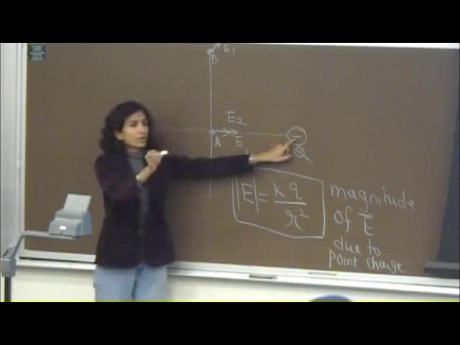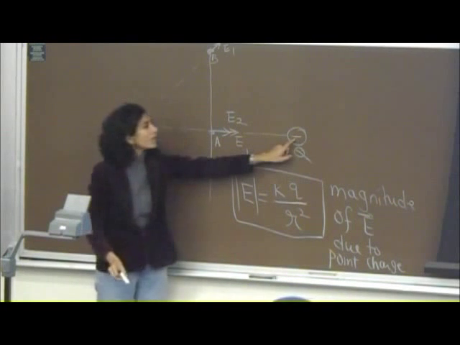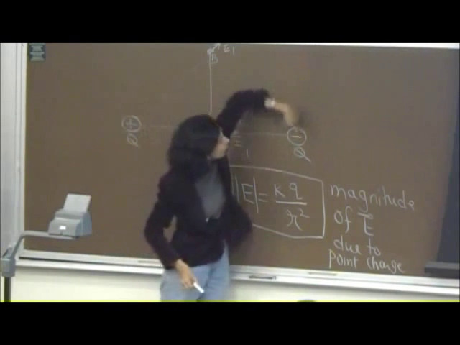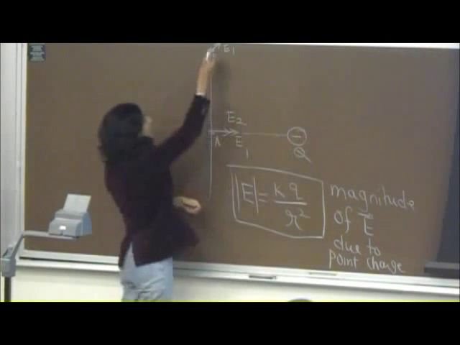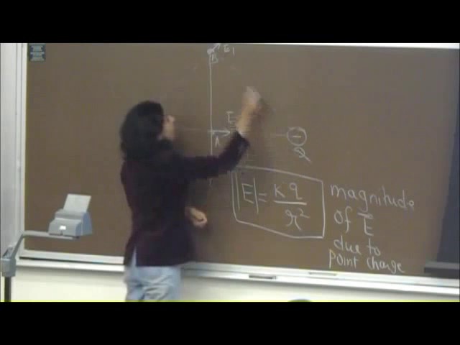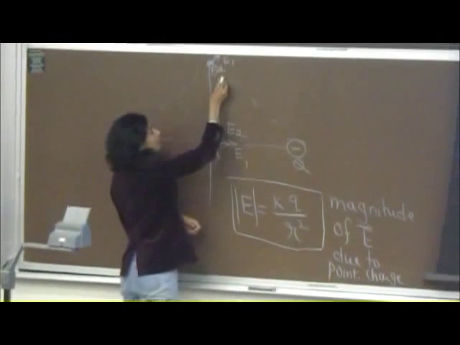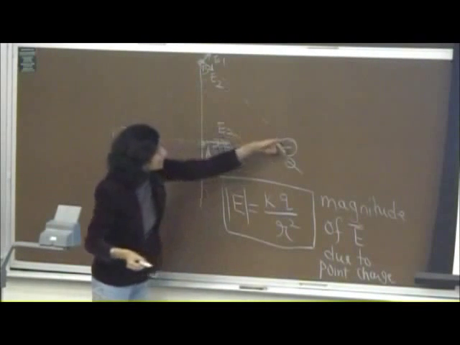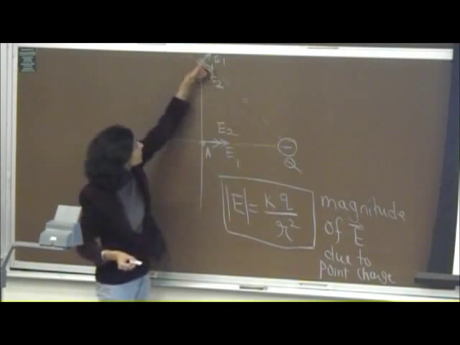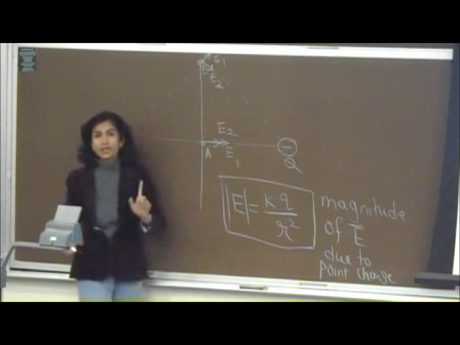Anybody from the front row? Go ahead, please. Inward. Very good. It's going to be always towards the negative charge. So at this point, the electric field will be this way, right? Along the line joining this charge to this point this way. Now, here is the thing.